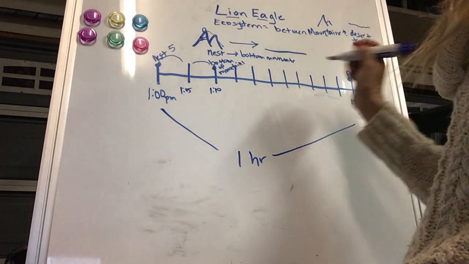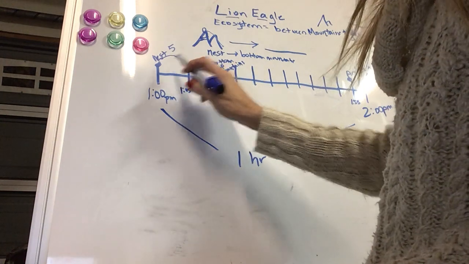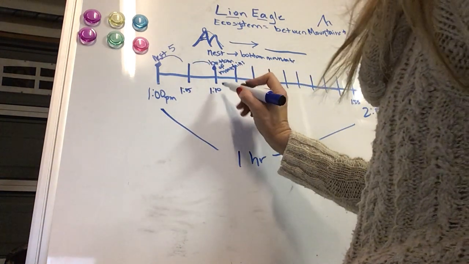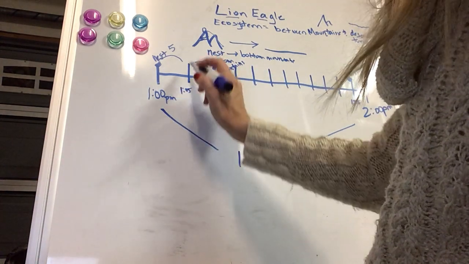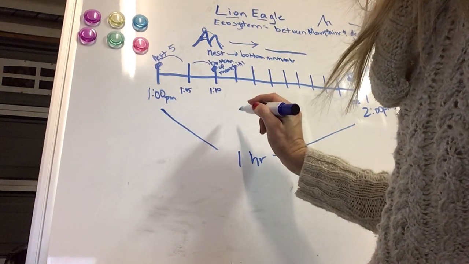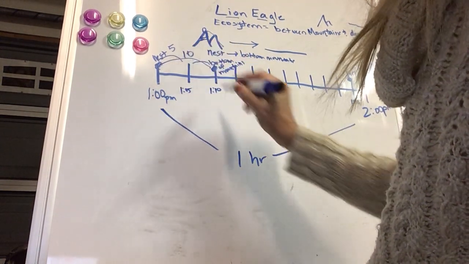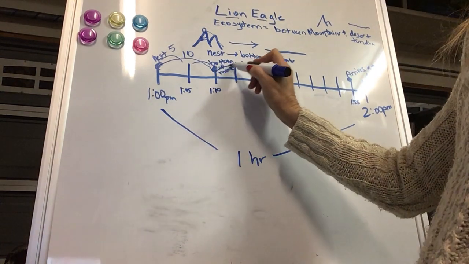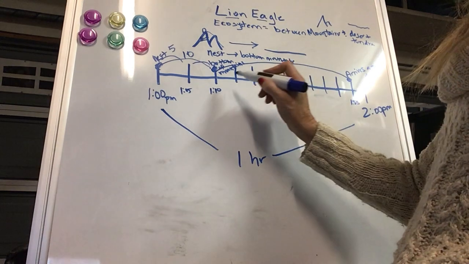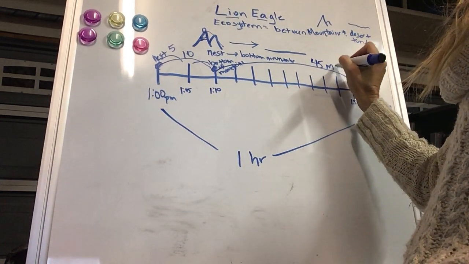So that's what I'm thinking, and so you have to plot on your line how long it took from each thing to each thing. So I would say from nest to the bottom of the mountains, that whole thing took 10 minutes. And from bottom of mountains all the way to arriving at the desert, that took 45 minutes. So that's my time interval.